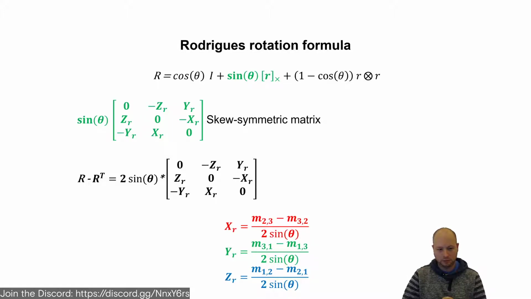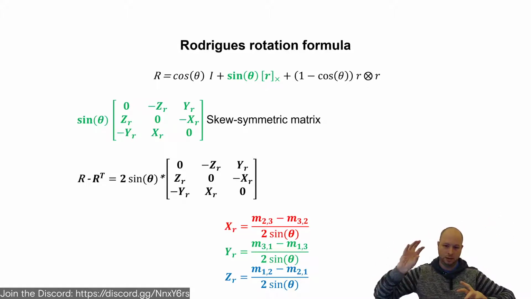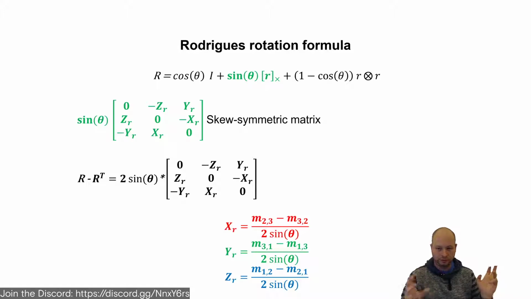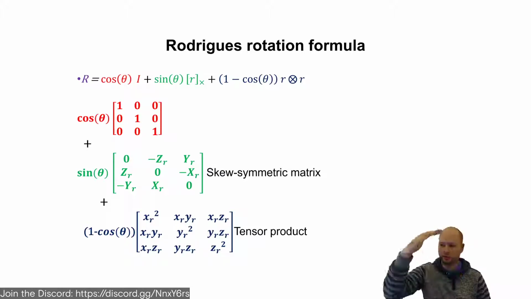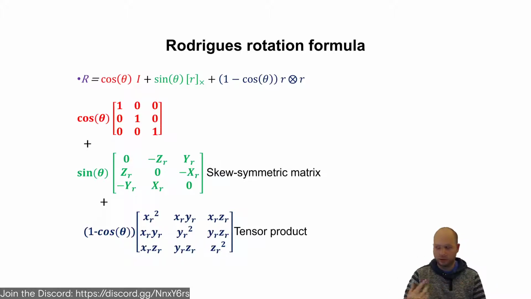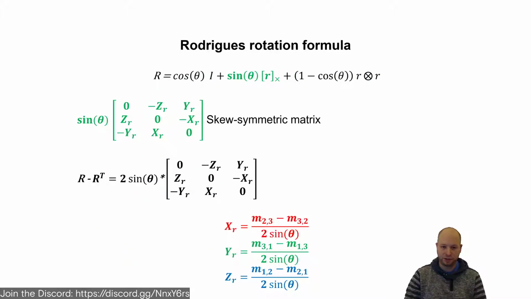Okay, I see. So in this case, if we take our Rodrigues rotation matrix and subtract from it our transposed version, you can see that the cosine identity and the r times r go away, because the transpose of those is going to be the same. Especially in the tensor product, I think that's obvious, where you have XR, YR, XR, YR, that it's its own transpose. The tensor product is its own transpose.